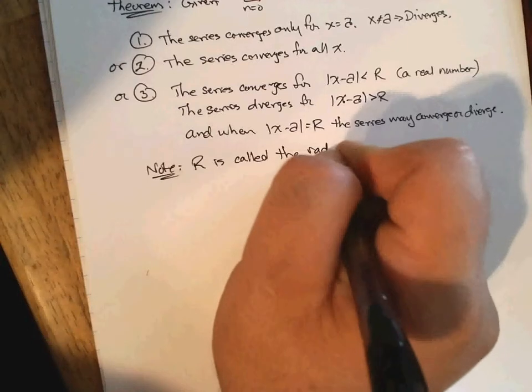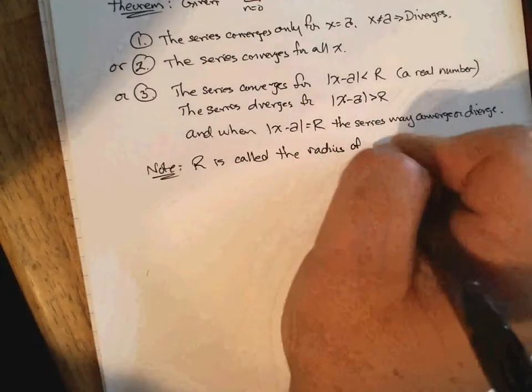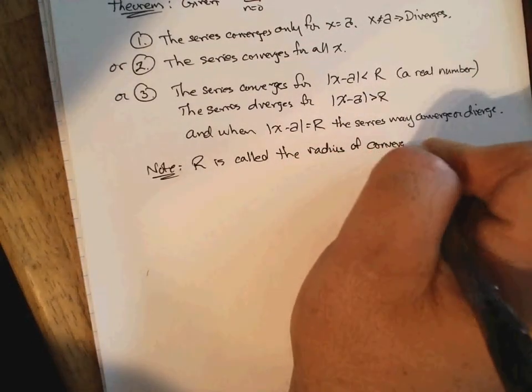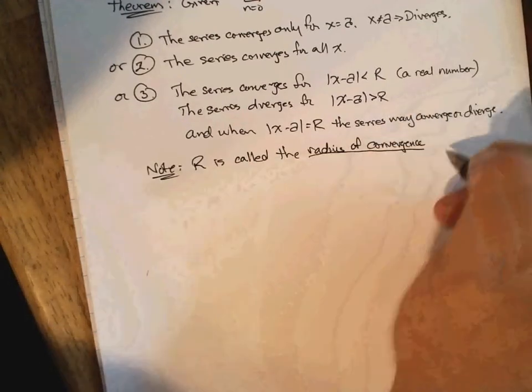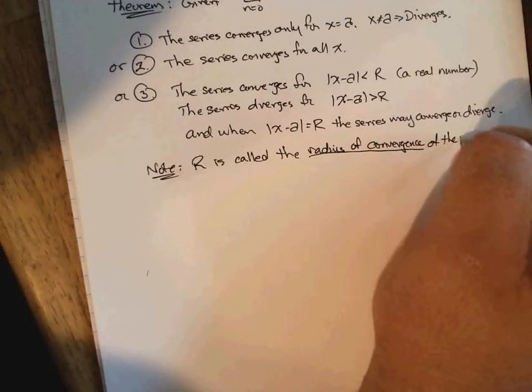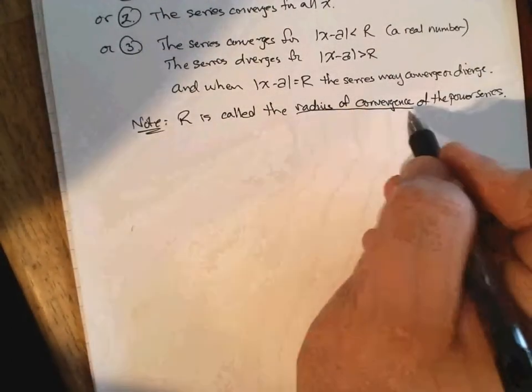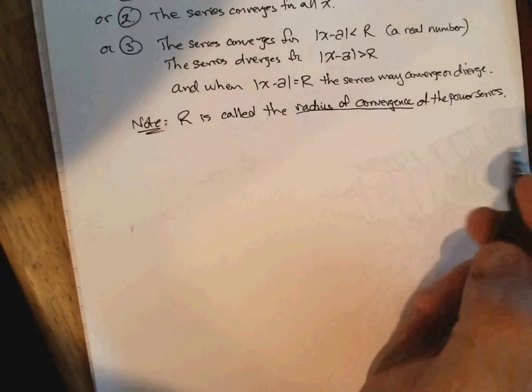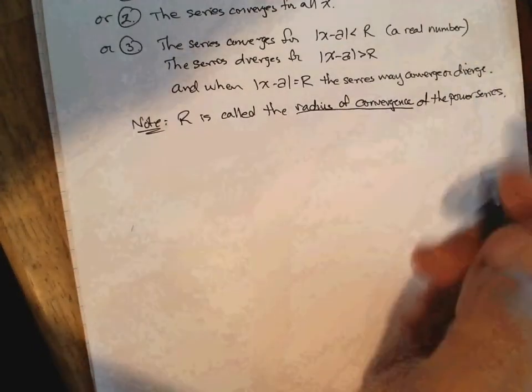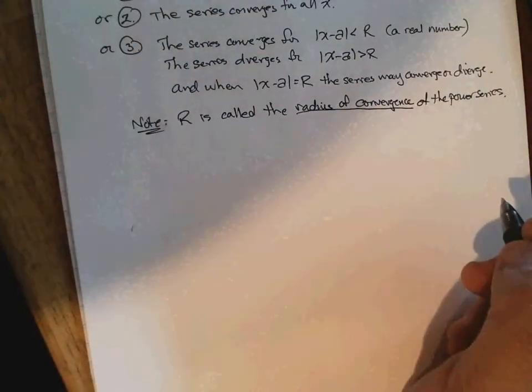Okay? Okay, note again, r is called the radius of convergence of the power series. Why? Because you go r to the right and r to the left of the center of the series to get the interval over which you converge. Okay?